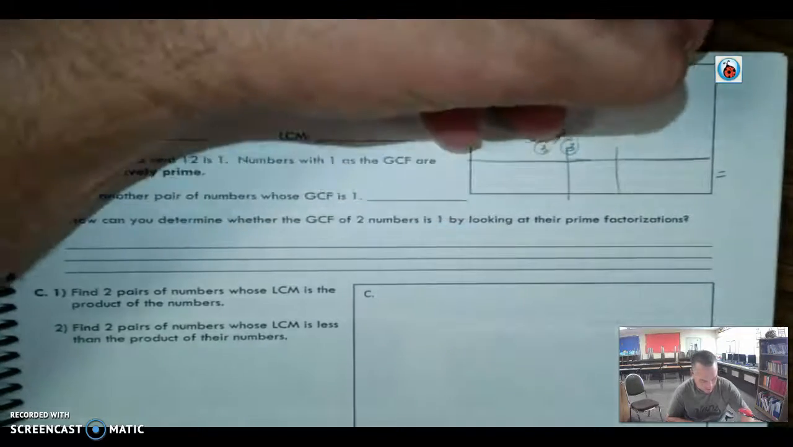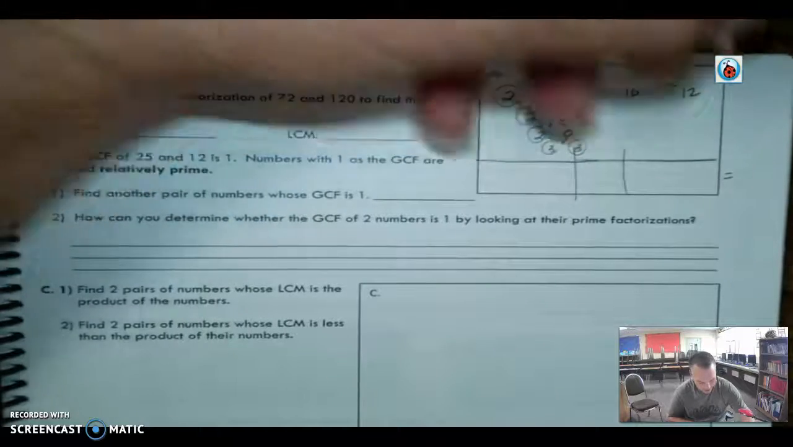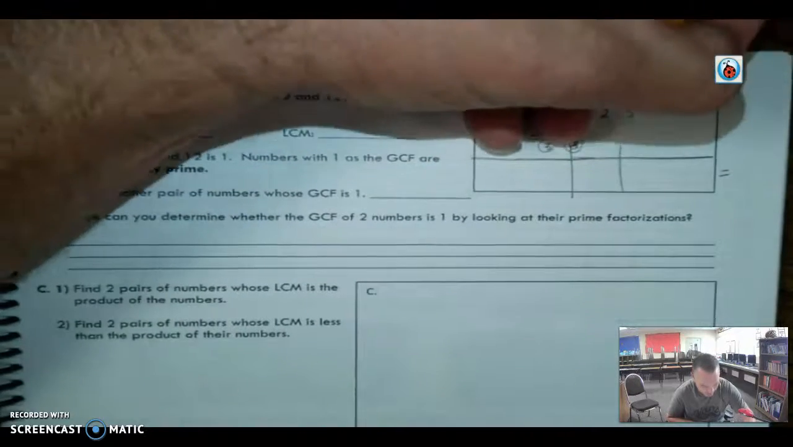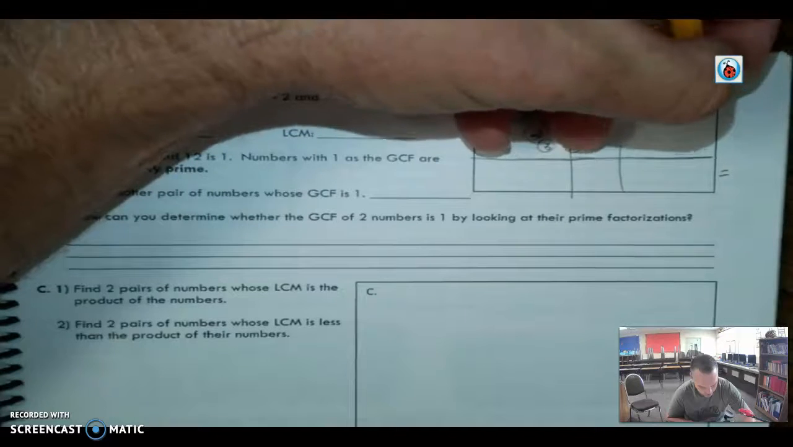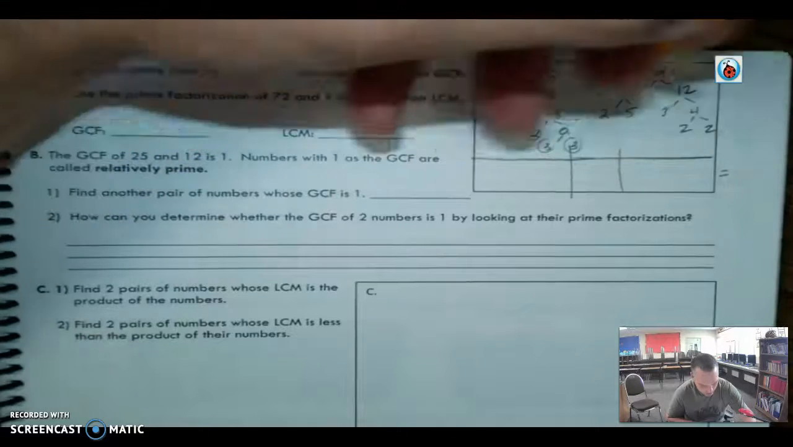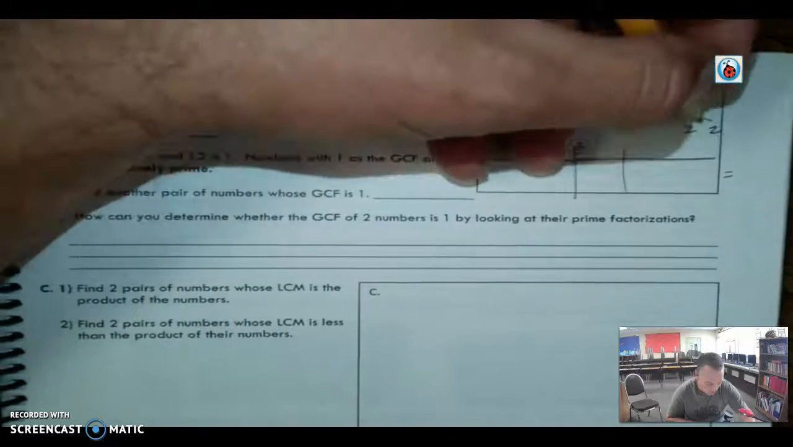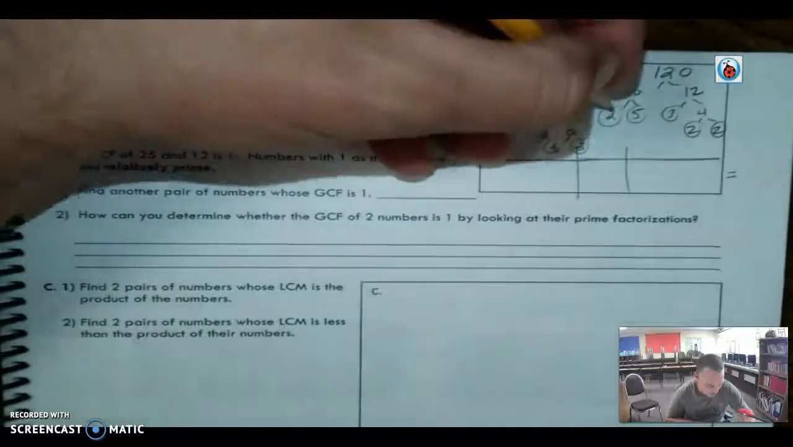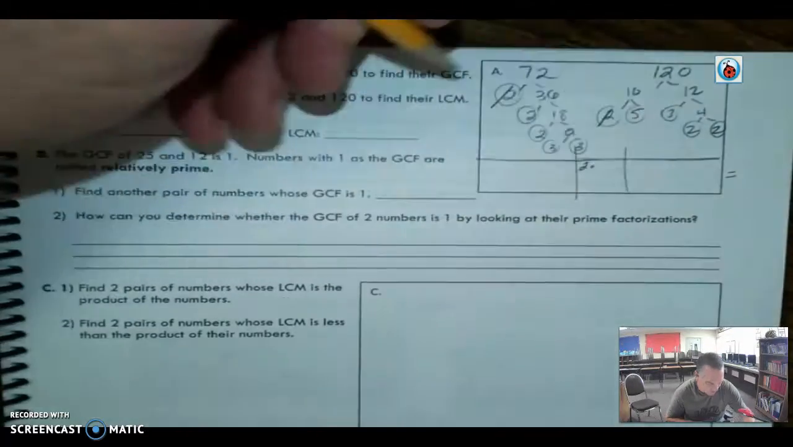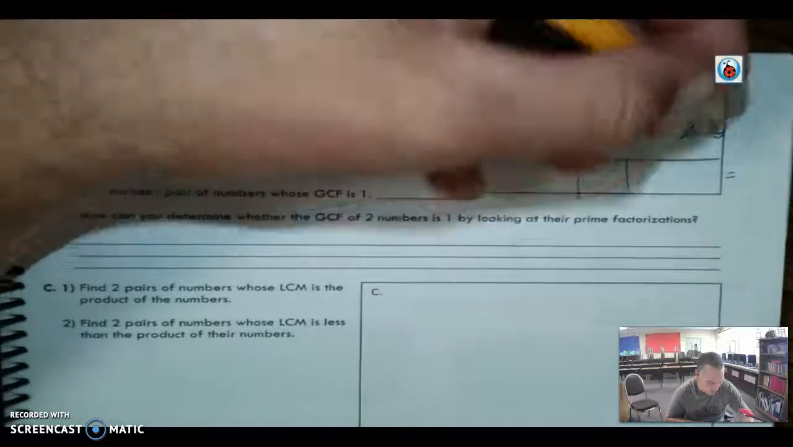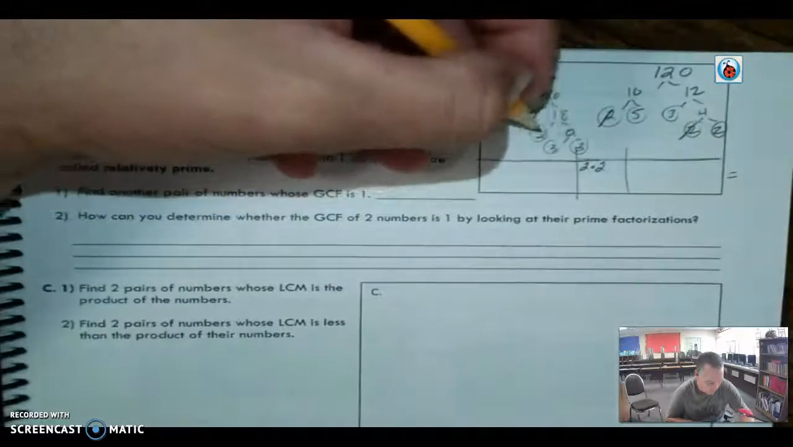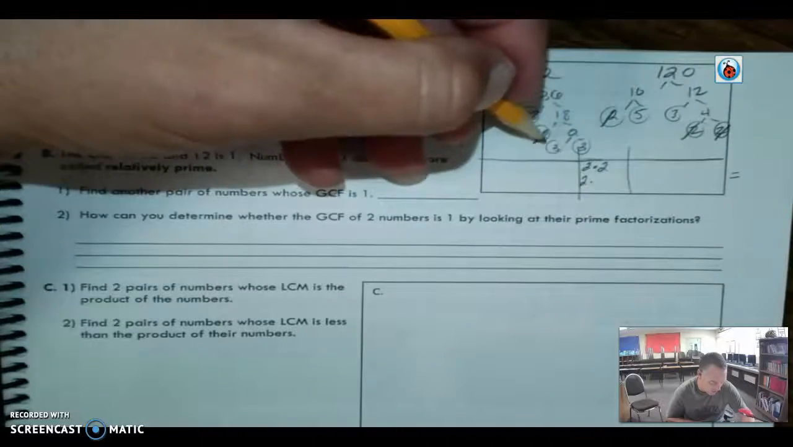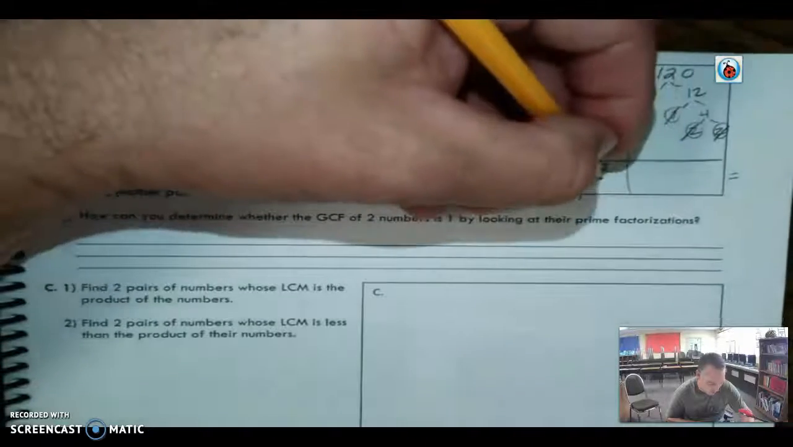Then we have 120, I'm going to use 10 and 12. This is 2 and 5. This is 3 and 4, and we get 2 and 2. Circle all the primes. The numbers they share go in the middle, so they share a 2 and a 2. They share another 2 and another 2. They share another 2 and another 2. And they share a 3 and a 3.